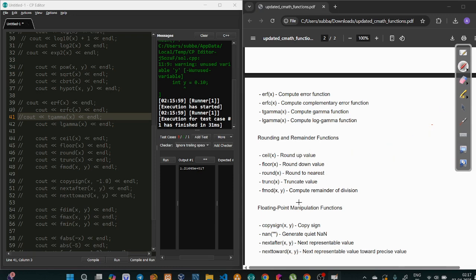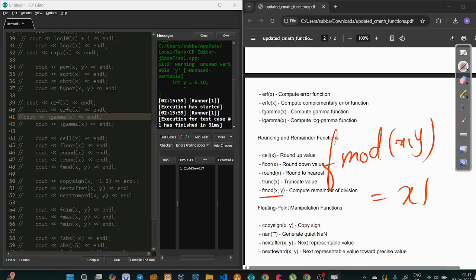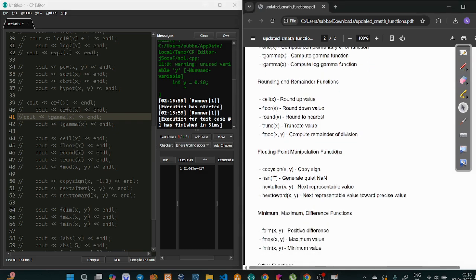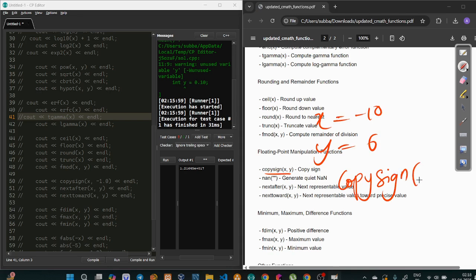Okay, fmod is basically remainder. This fmod, sorry, I'm really sorry. fmod of x comma y is equal to basically x mod y. If you're lazy enough to write x mod y, they have created something for you as well. Floating pointer manipulation, this is used to copy signs. So for example, x is equal to minus 10, y equal to 6, then copysign of x comma y will give you the output like 10 and minus 6, x takes the sign of y. It does something like this.